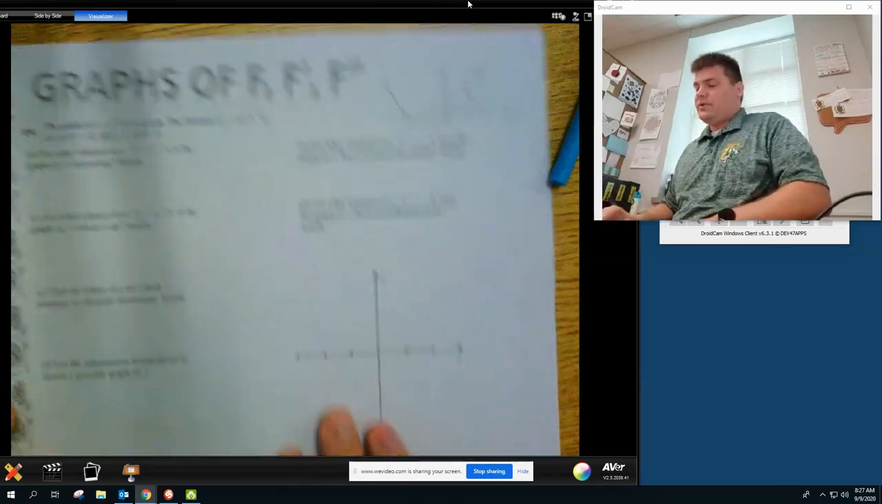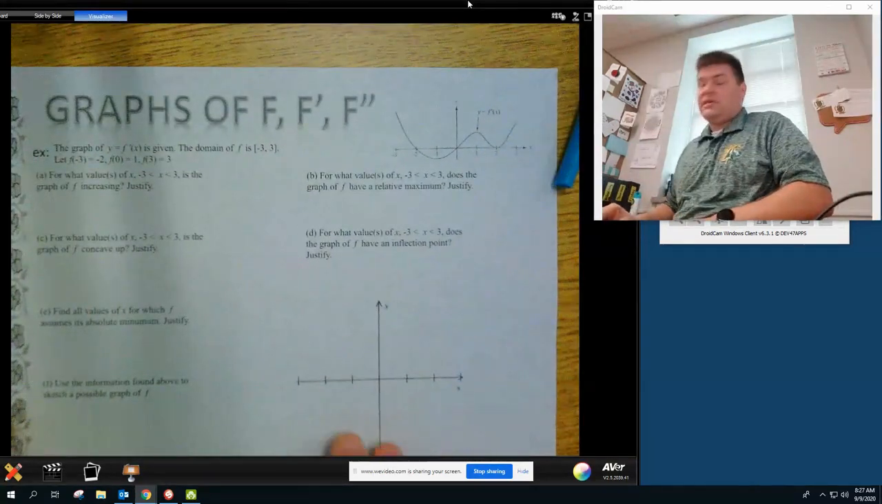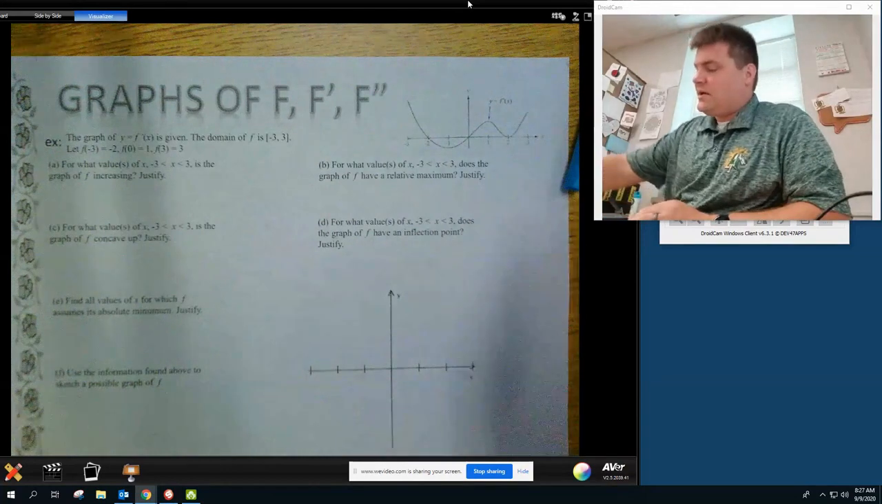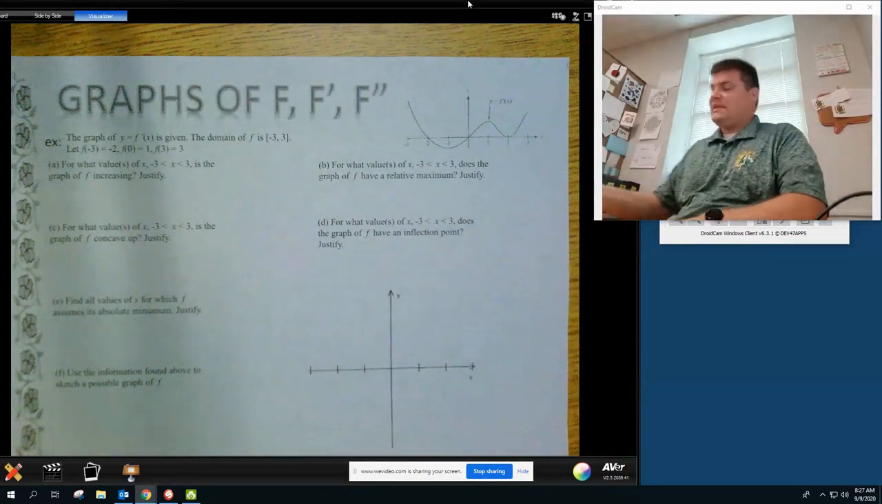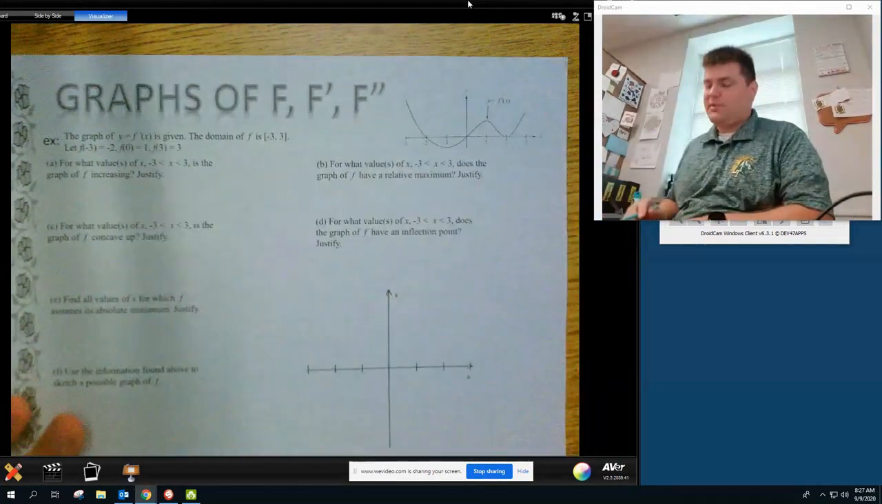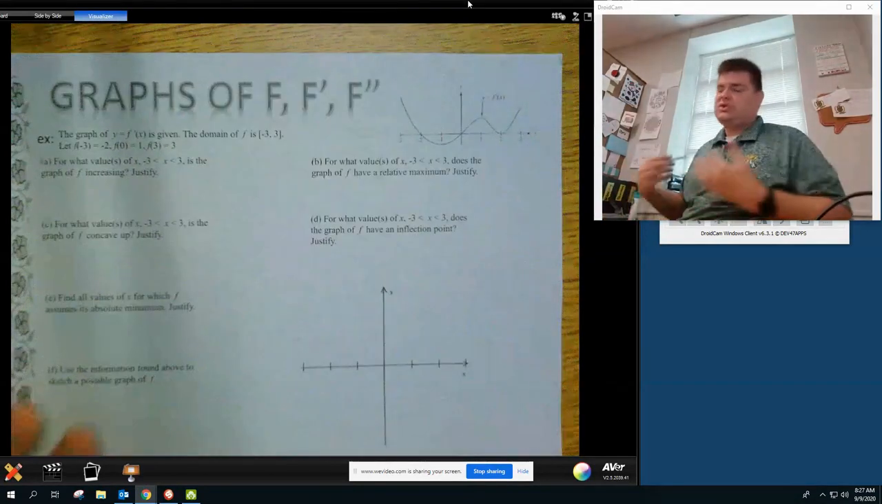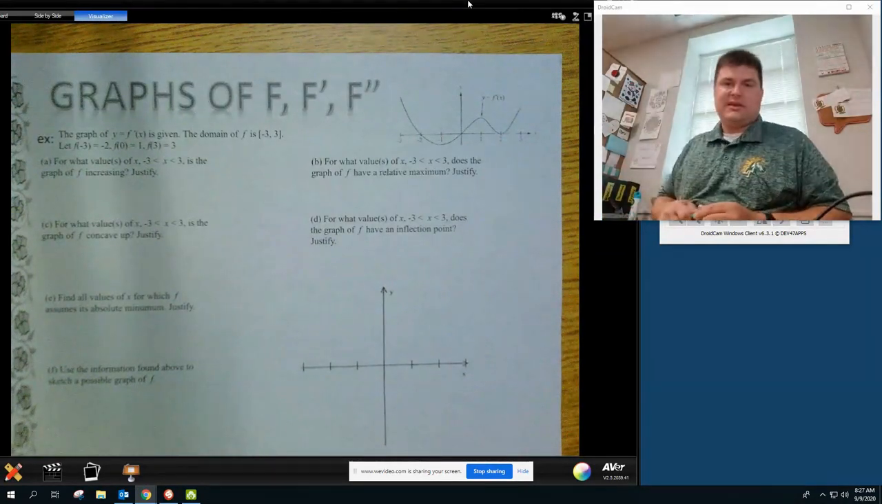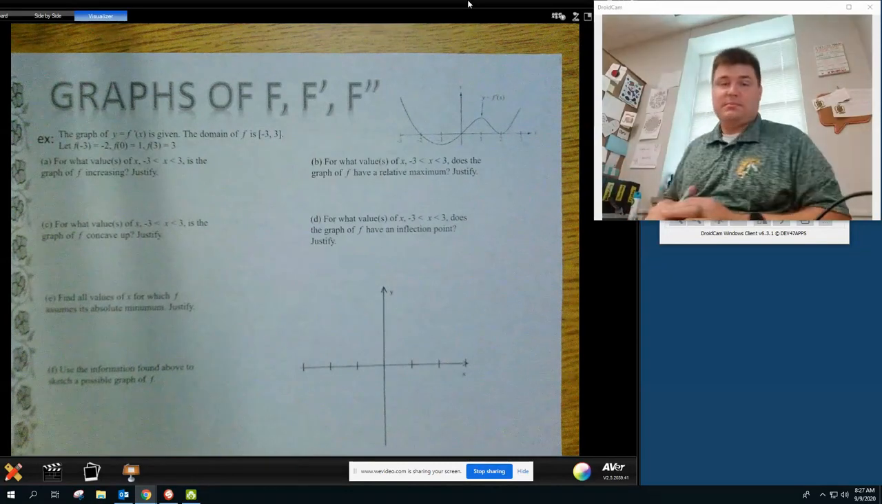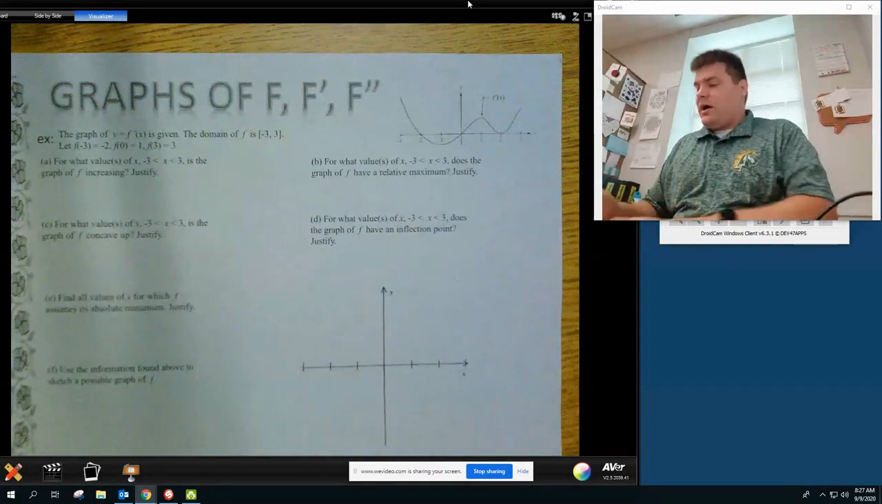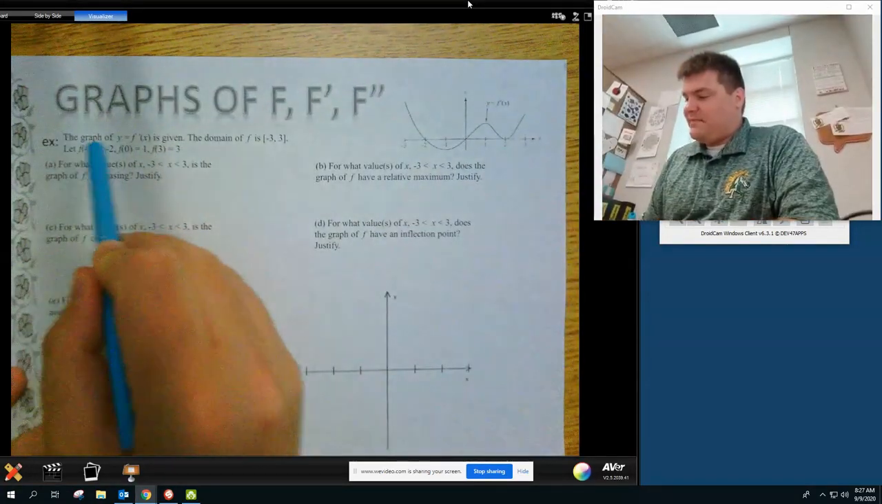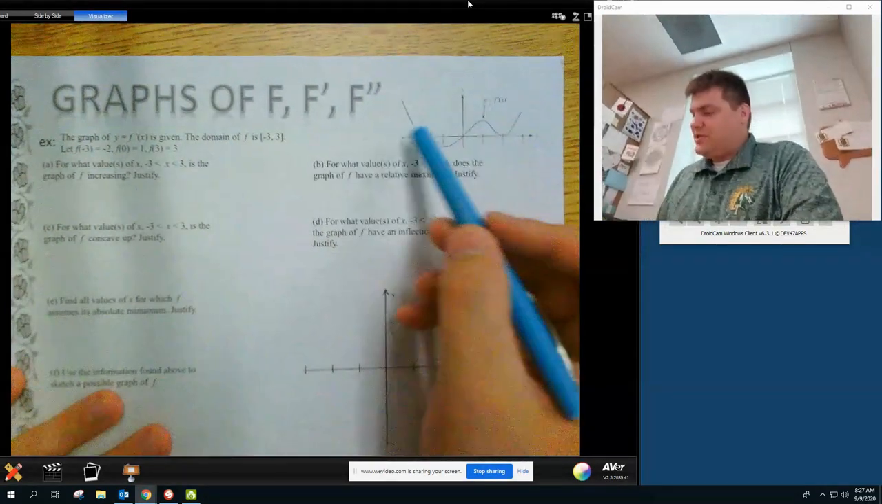All right, we're going to do a lesson here on the graphs of f, f prime, and f double prime. This lesson's really going to focus on being given a graph of f prime, and we're just going to go through and answer all these questions. Shouldn't take too long. A little bit of thinking is really needed for the later problems, but let's just go for it. So the graph of f prime is given, and this is the domain.